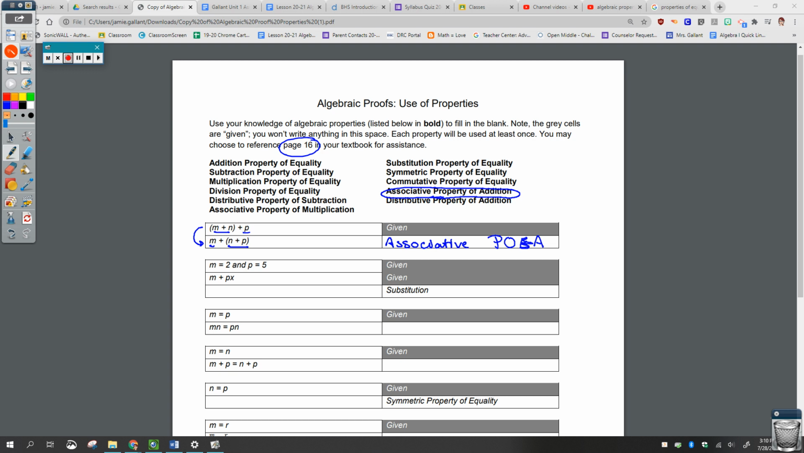What associative means is I can put my parentheses differently. Let's use numbers. I can do 1 plus 2 and then add 3. That would be 3 plus 3 is 6. Or I can do 1 plus 2 plus 3 where 2 plus 3 is 5, plus 1 is still 6. You get the same thing either way.